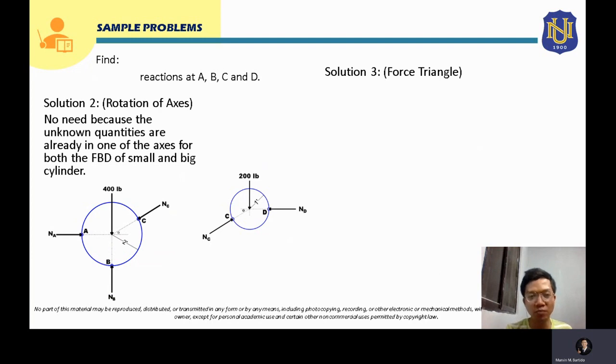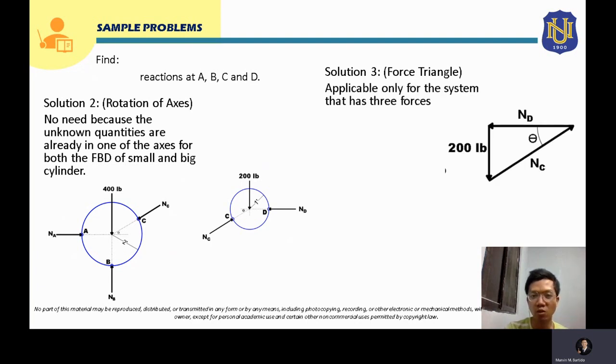Also, for solution 3, we can only use force triangle for the free body diagram of the small cylinder since there are 3 forces here. Okay, but for the big cylinder, there are 4 forces here, so we cannot apply force triangle for the free body diagram of the big cylinder. So using solution 3 for the free body diagram of the small cylinder, this will be the triangle form.